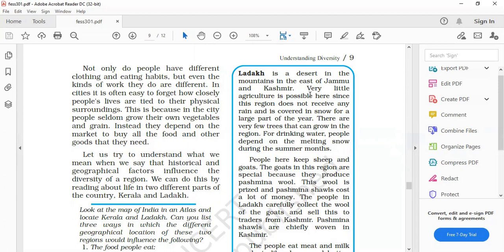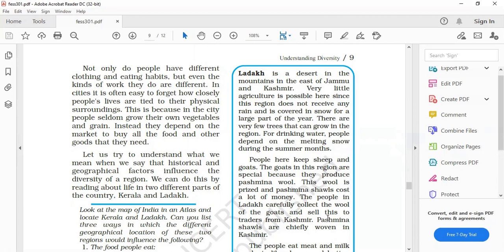And then the next question comes here for 2 marks. That is, why do you think Ladakh is not good for agriculture? Why is Ladakh not good for agriculture? Here is your answer. Very little agriculture is possible here, since this region does not receive any rain. Okay, this paragraph is that answer.